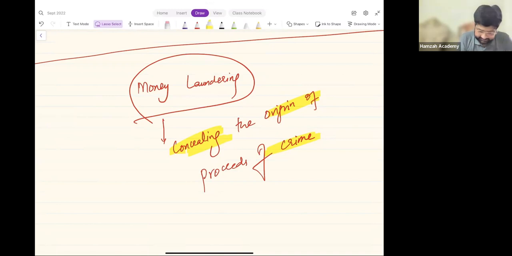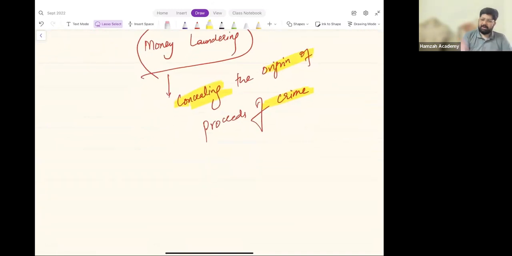Now, next, you know that example, a person collected money from a bribe or smuggling or drug trafficking. That is illegal money. He wants to hide the source of that money. He wants to show that this money he has earned from legal sources. Whatever he does for that is called money laundering. So concealing the origin, all the attempts and efforts made for that are called money laundering. Proceeds of crime.